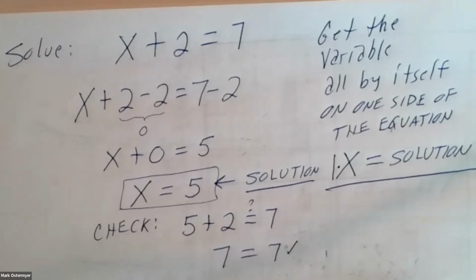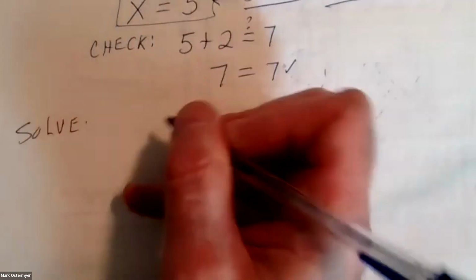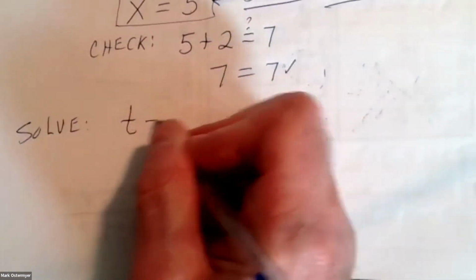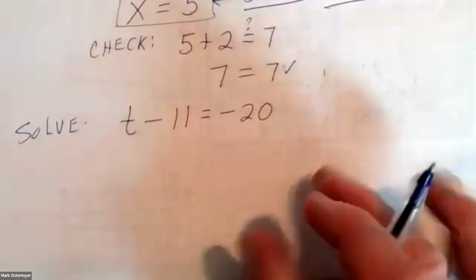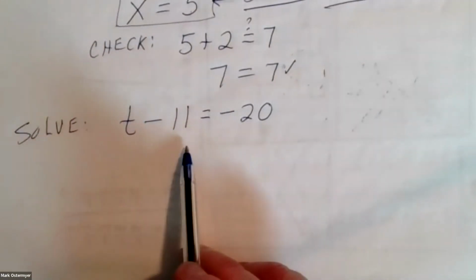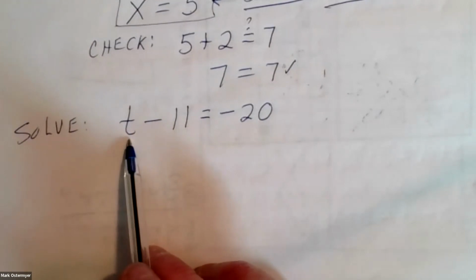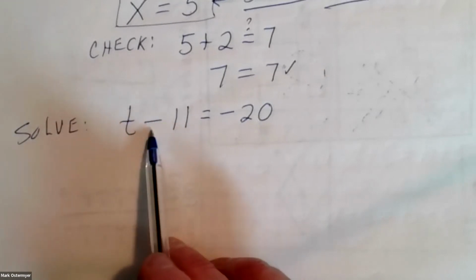All righty. Maybe we could try another one, huh? Now, the variable does not always have to be X. Sometimes the variable could be any variable. How about T? What if we have T minus 11 is equal to negative 20? And we want to solve this equation for the variable T. Well, how do I get T all by itself on the left side of my equation? How do I undo the fact that 11's been subtracted from T? What's the inverse of subtraction?